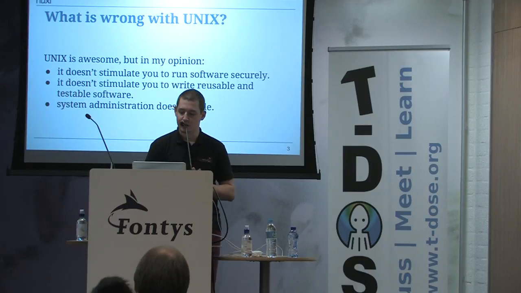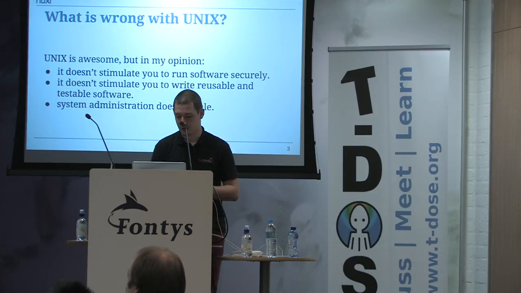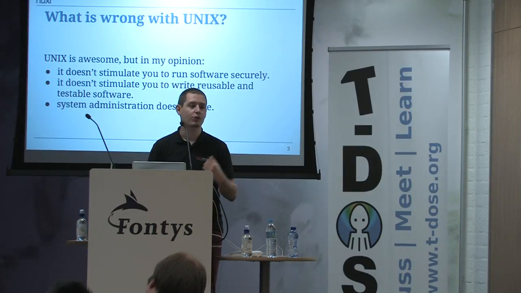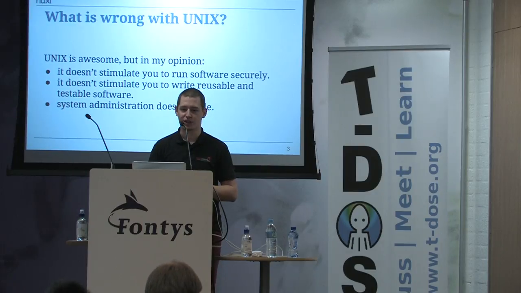It also doesn't stimulate you to write software that is both reusable and testable. And I'll also explain what that means in a couple of minutes. And systems administration on Unix is still far from optimal. I won't explain what I think is wrong with that right now, but at the end of the talk, I'm going to give a couple of examples of how CloudABI can be used, and then hopefully you might see that this changes the way that systems administration is currently done.